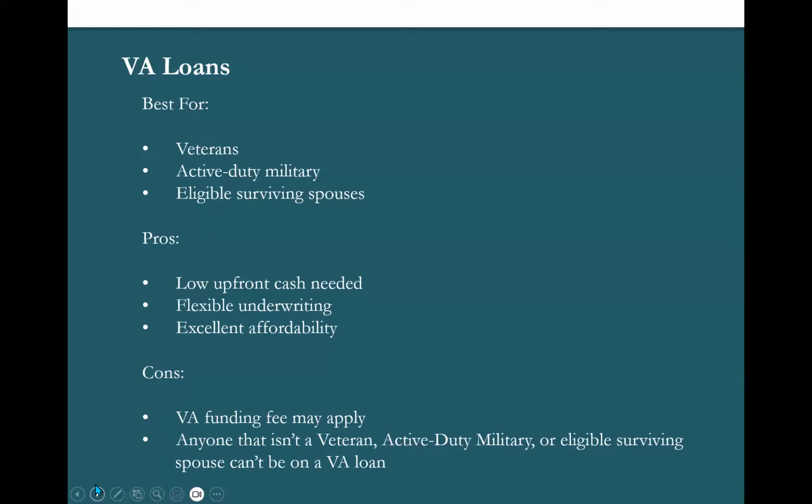And then it's important to understand that anybody that isn't a veteran, an active duty military, or eligible surviving spouse can't be on a VA loan. So, for example, if dad is a veteran, but son is not, and they want to buy a home together, they can't get a VA loan together with both of them on it because the son is not a veteran. So it doesn't matter if they're a family member, it doesn't count.